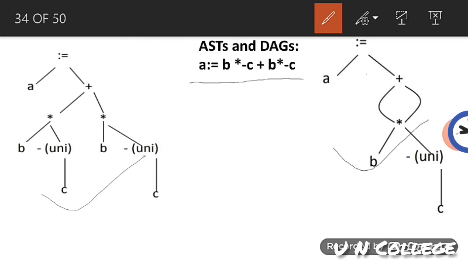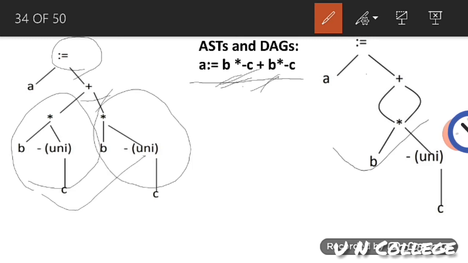Here you can see that equal to is at the root, then at the left hand A, which is the resultant variable, then plus. This plus is representing this one. Then at the left side we have used multiplication symbol and this portion is representing B into minus C, and the right side of plus, this portion is representing this one. Okay, this is about syntax tree.